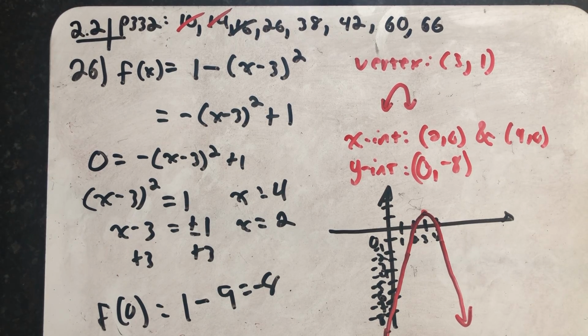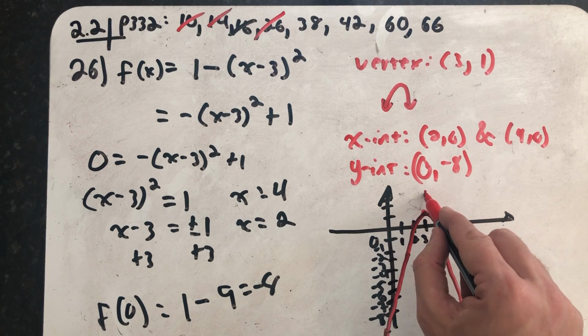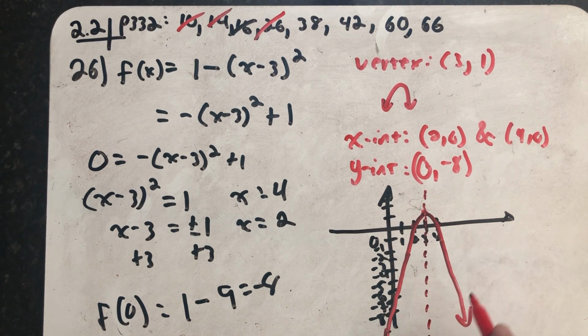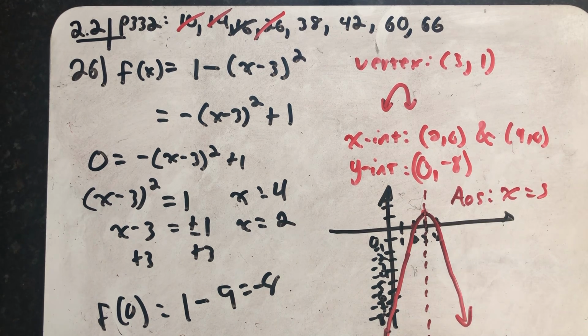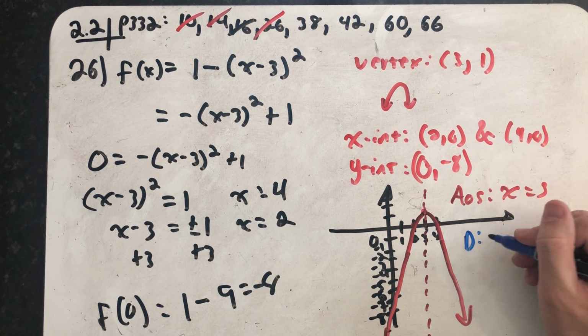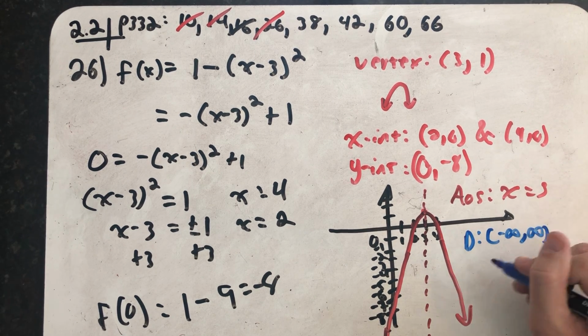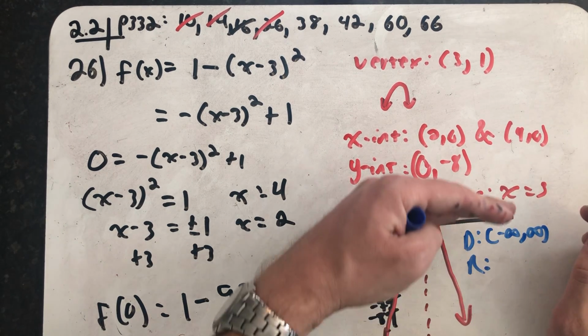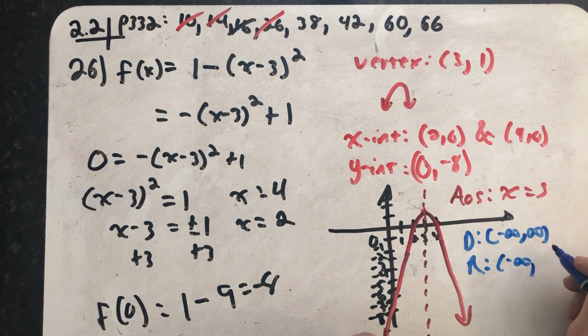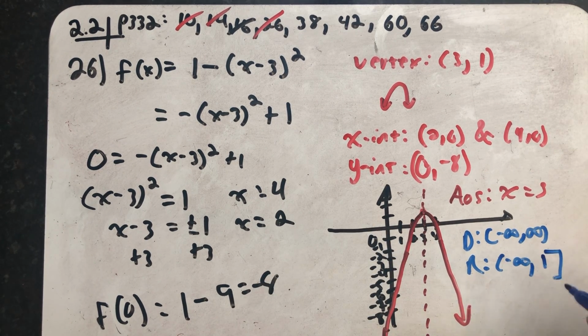Alright, so there's my nice happy parabola in number 26. I'm asked for the axis of symmetry, always running through the x-coordinate of the vertex. So the axis of symmetry is at x equals 3. And finally, a domain and range. Well, quadratic functions have domains that are all real numbers, and ranges that either start or end at the vertex. This one faces down, so it comes up from minus infinity all the way to y equals 1. And there's our nice, happy domain and range in question number 26.